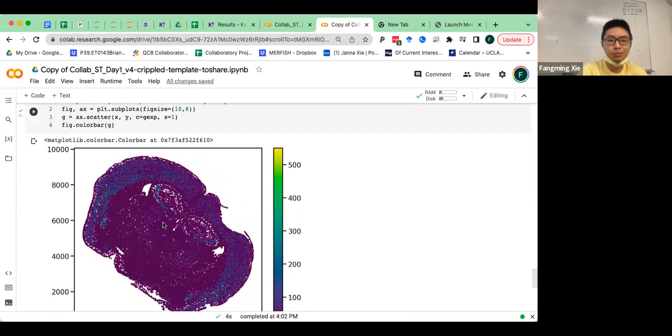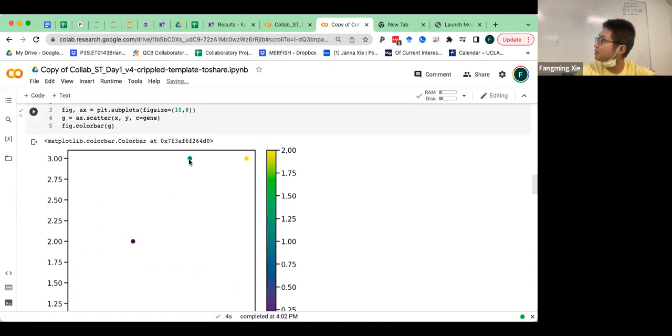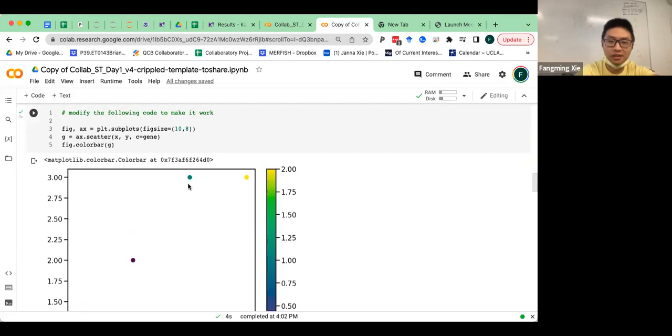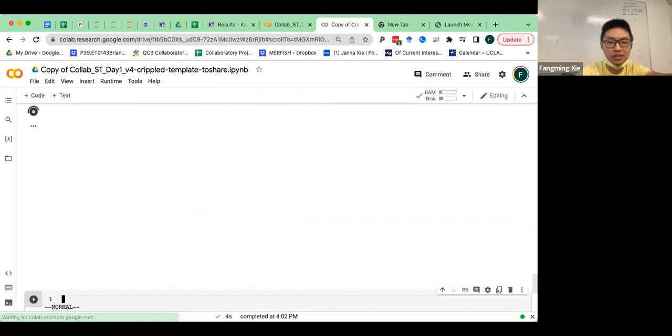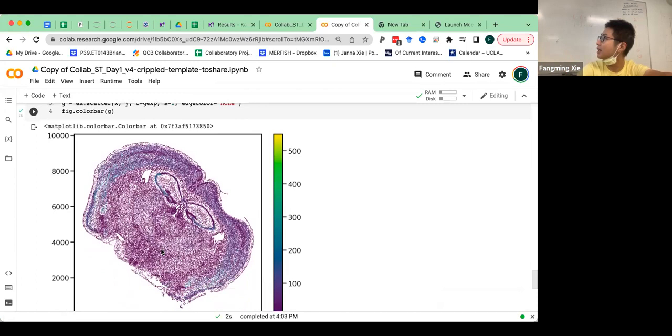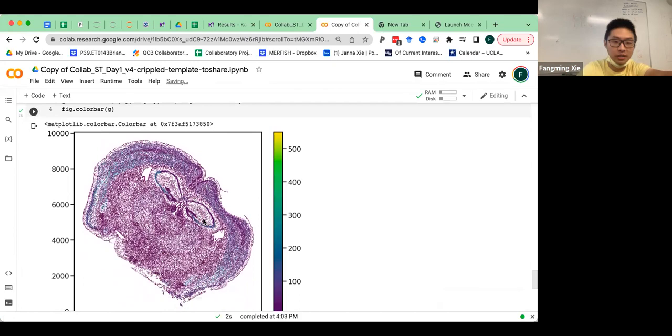Another thing is you want to add edgecolor equals none. That's the detail. The reason is for each dot here, not only is it big, but it also has a circle around it. It's not visible here, but it's actually there, precluding you from shrinking it by too much. So essentially you need these two commands to make it look like this. Now it's dramatically better, I would say, than the last one. Now you actually see the structure of the brain, hippocampus and stuff.